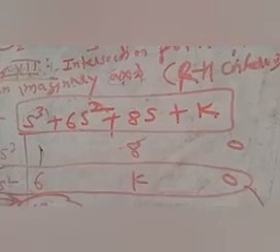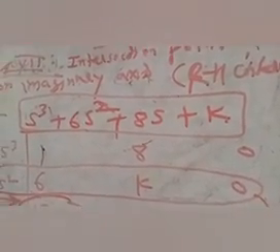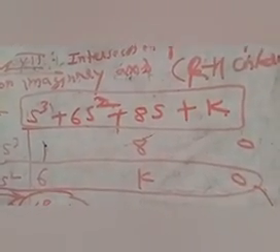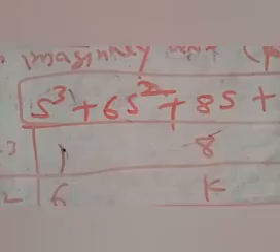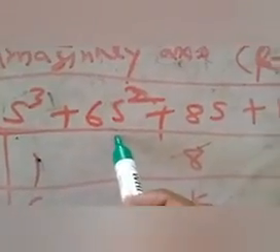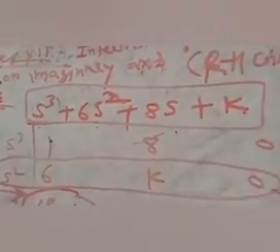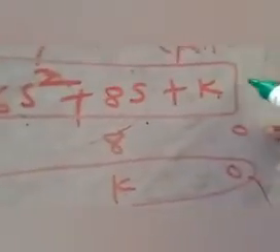When we determined the breakaway point, we got the characteristic equation from point number 4. So the characteristic equation is s cubed plus 6s squared plus 8s plus k is equal to 0.